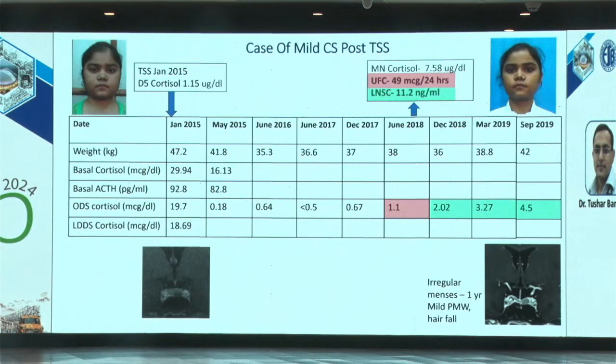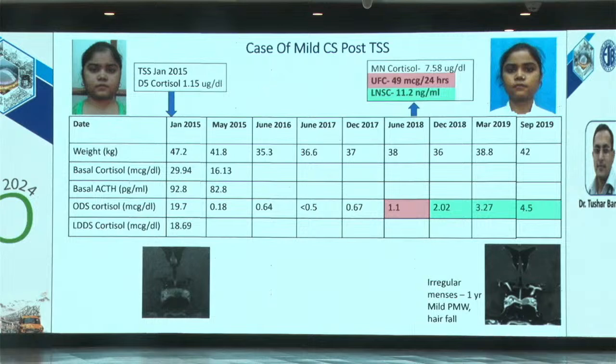So this is a case of mild Cushing syndrome. She was diagnosed to have Cushing's disease and was operated by TSS in Jan 2015. Post-op day 5 cortisol is suppressed, suggesting that the patient is in remission. Then we followed up the patient for the next 4 years with DEX suppressed cortisol. You can see that the DEX suppressed cortisol is suppressed, but in June 2018, you can see that it's going slightly high.